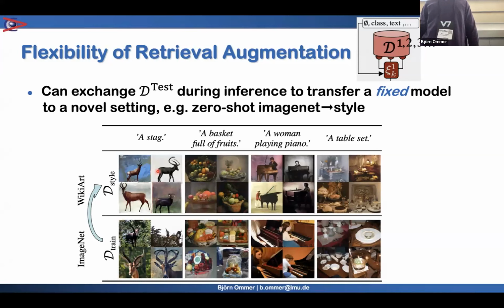I'm not changing any model weights there. I'm just swapping the database and saying, when you want to render something, take the nearest neighbors now from a style database, and your model automatically does, as you see here, a stylization. It renders artistically rather than photographic, as we've seen before.